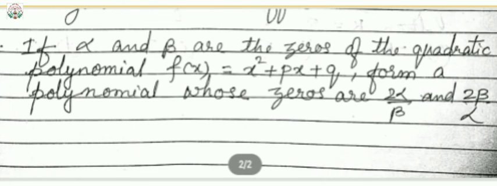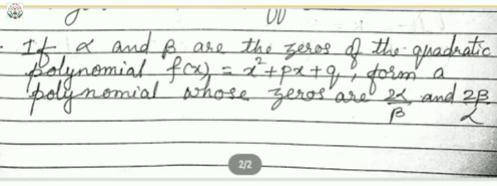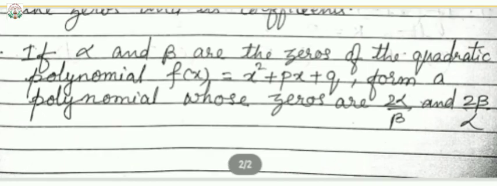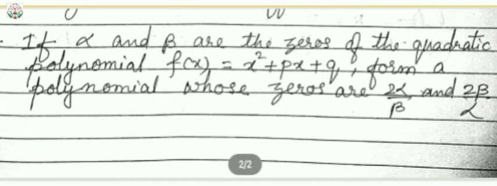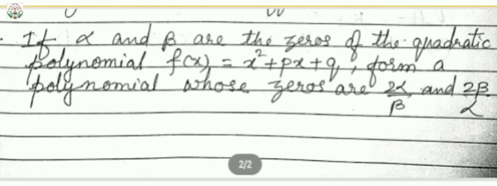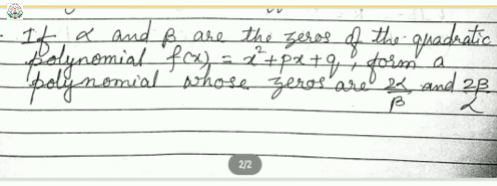And in the same way, the sum of the zeros of the new polynomial which you are going to form, that is 2 alpha upon beta plus 2 beta upon alpha. So we'll take the LCM, that is alpha beta, and the numerator will be 2 alpha square plus 2 beta square. Take 2 as common, so 2 times alpha square plus beta square upon alpha into beta. So now put the values of alpha and beta from the above polynomial. What we got, alpha plus beta is minus b upon a, that is minus p. Okay, and alpha into beta we got as q only, is it not? So those two values you put here.